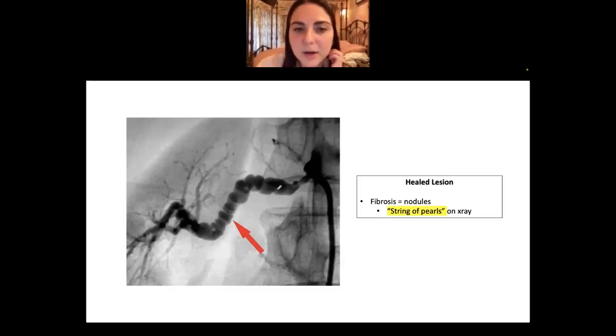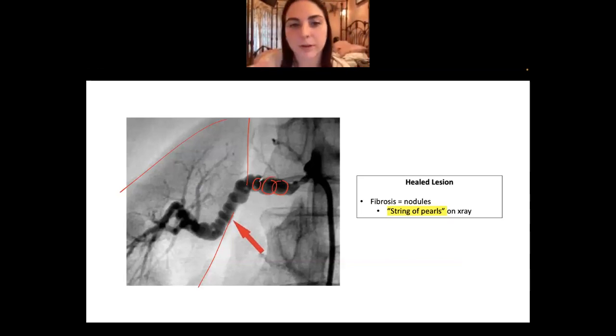I put this here because there is another one that kind of looks like a string of pearls appearance. A lot of these overlap, unfortunately. But this, I would actually say, is the splenic artery. This kind of looks like the spleen here. So a lot of the arteries can undergo this, but when they're talking about these nodules occurring, it's literally the nodules of healing. Think about Crohn's disease.